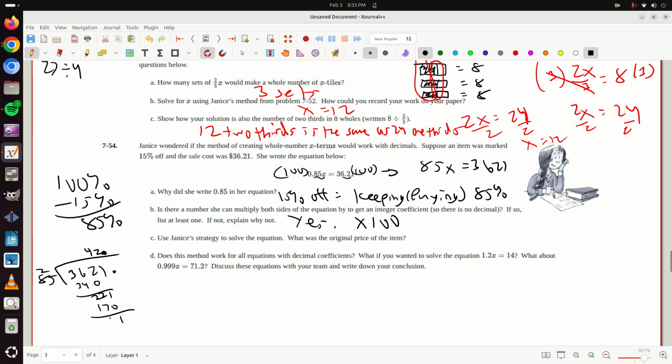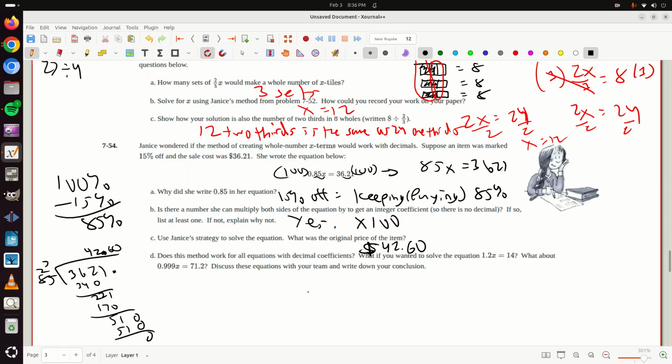So now I'm at 510. So I think it's at least going to be 5. 5 is going to give me 425. I'm going to try 6 and see if it works. I have a suspicion 6 is going to hit exactly there, and it does. So 42.60. So it looks like the original price was 42.60.